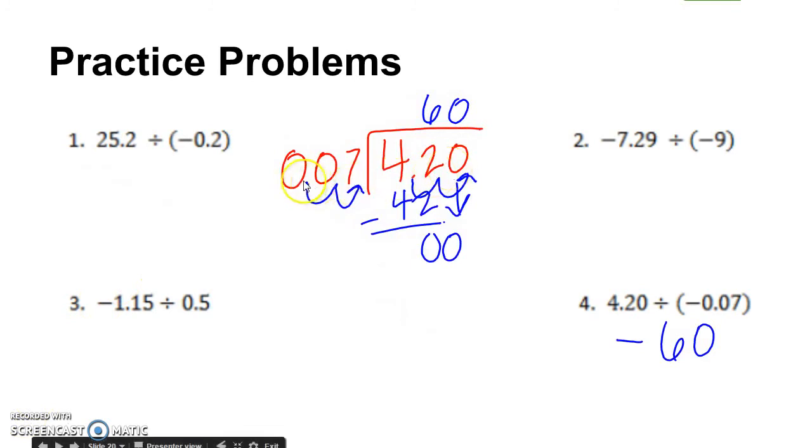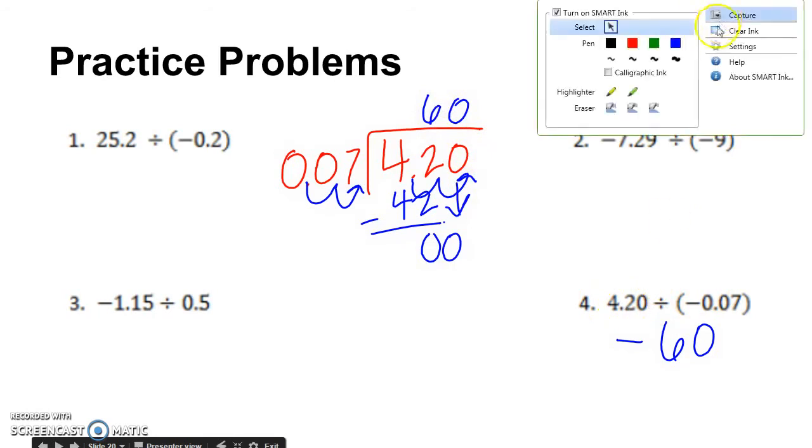All right, so when we scoot our decimal over twice, we end up getting 60, and the signs are different, so it's negative, negative 60.